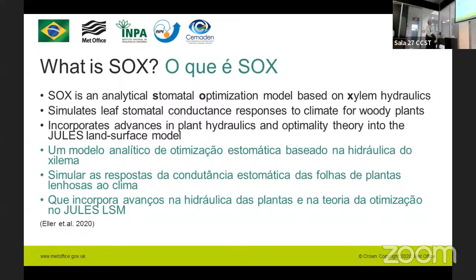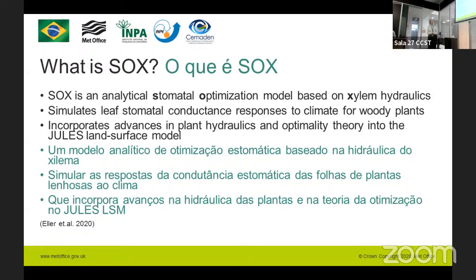SOX is the Analytical Stomatal Optimization Model based on xylem hydraulics. Please don't ask me too much about what that means. My background is astrophysics, not hydrology. I'm good at modeling, not so confident on the science. So it simulates leaf stomatal conductance responses to climate for specifically woody plants. It doesn't do particularly well with pasture.